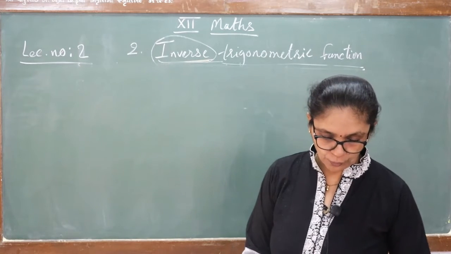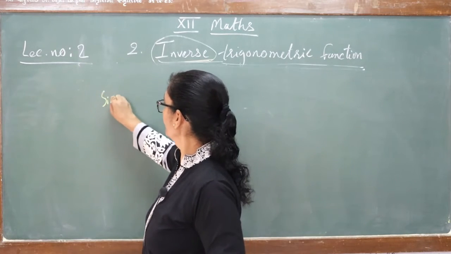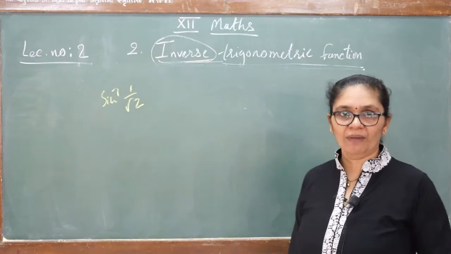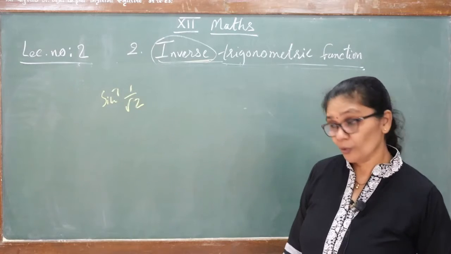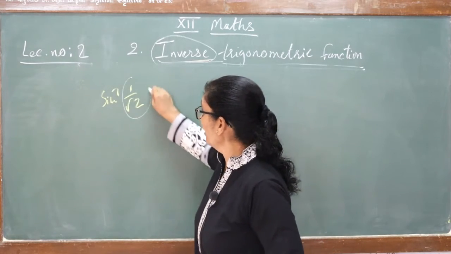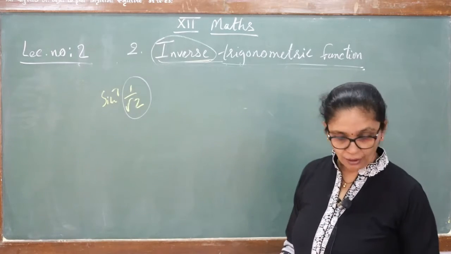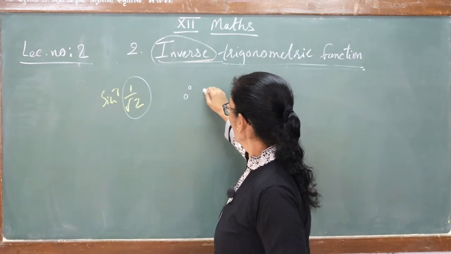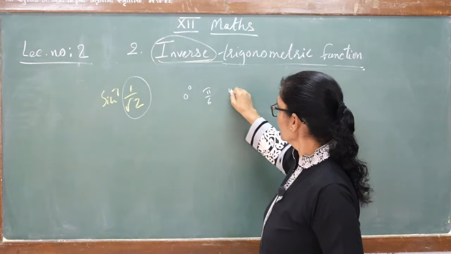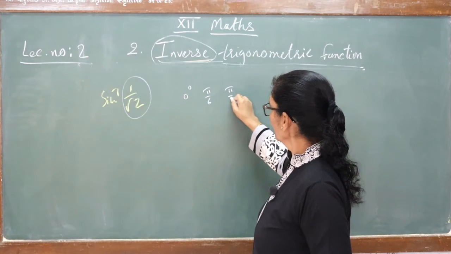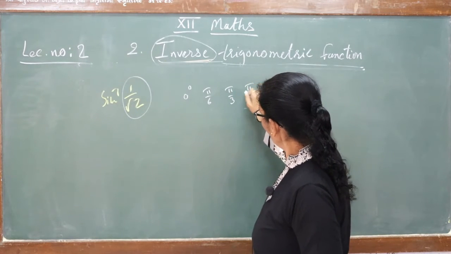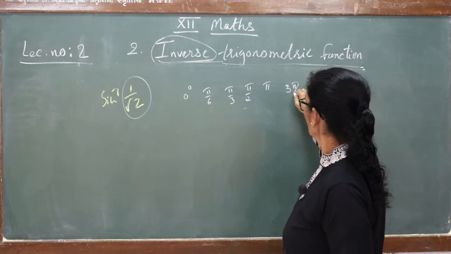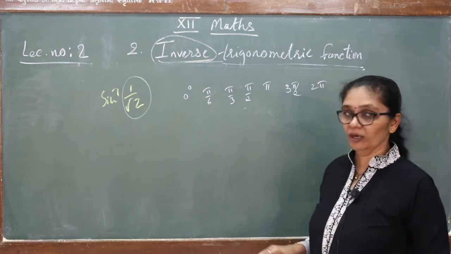Now I will explain a few questions, so it will be more clear to you how we can write the inverse. Okay, our first question is sine inverse 1 by root 2, which we have to find. So now the question arises, what is the value 1 by root 2? For this we have to revise our knowledge, as we have already discussed these things. 0 degree, then pi by 6, then pi by 3, then pi by 2, then pi, then 3 pi by 2, 2 pi, all these values you already discussed.